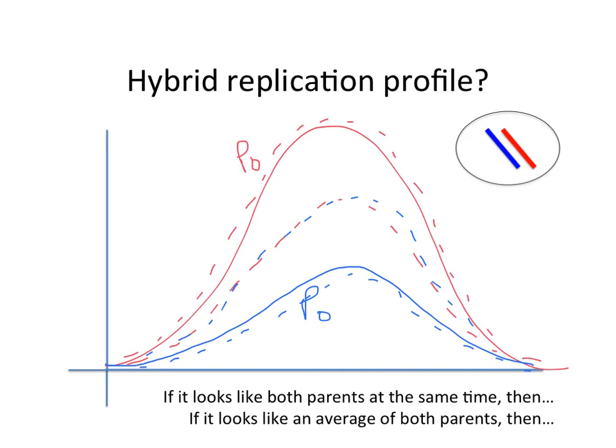So what are we going to see? That's what we'll find out next week. So this is really the goal of the paper, the ultimate experiment that they do. You look at both parents individually, you look at the hybrid, and you find out how the hybrid replication acts.